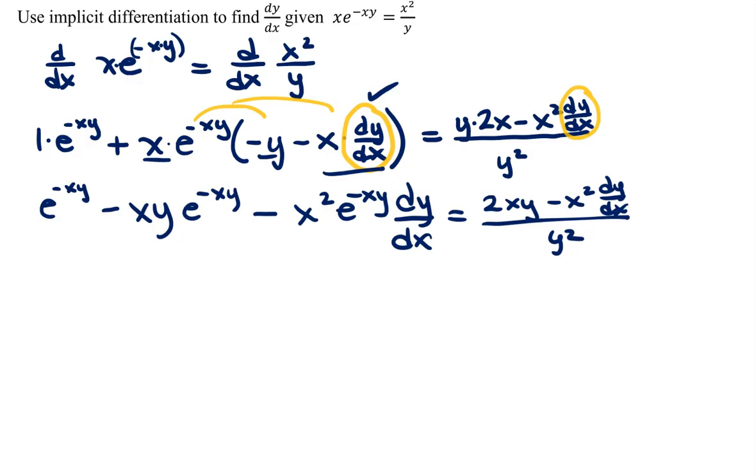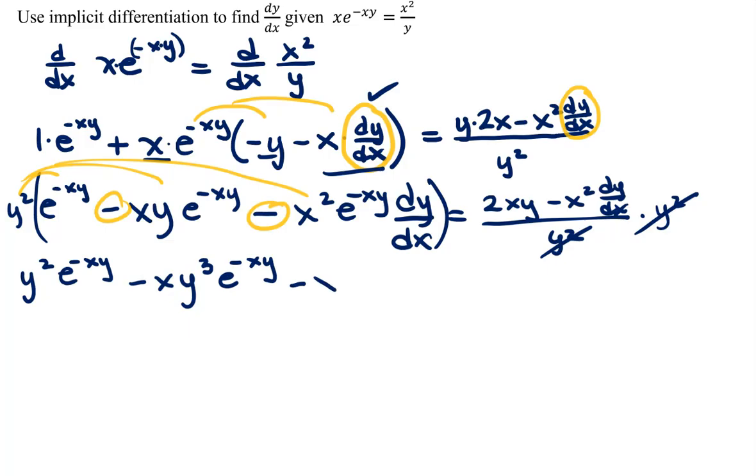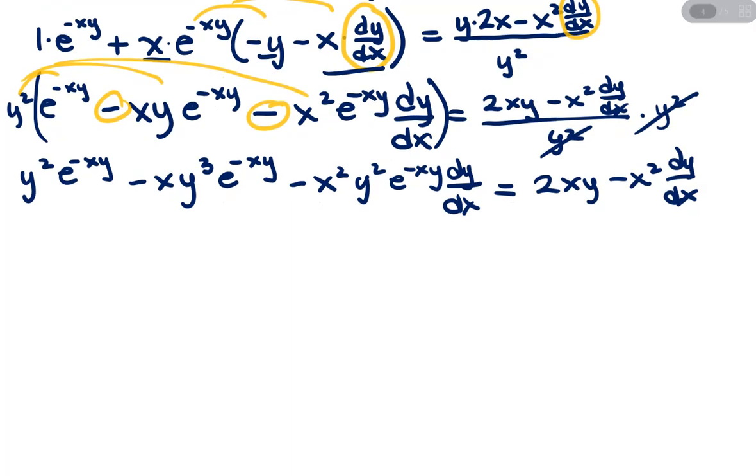Okay, so check, I have freed dy/dx from parentheses. Next, I'm going to free dy/dx from this fraction. So I will multiply both sides by y squared. On the right, the y squareds just cancel. On the left, I need to make sure that I run that through the parentheses. I have 2 subtractions, which splits it into 3 terms that each need to get multiplied. So I get a y squared e to the negative xy minus an xy cubed e to the negative xy minus an x squared y squared e to the negative xy dy/dx. On the right-hand side, I'm just left with the 2xy minus x squared dy/dx. Okay, so I have successfully freed my dy/dx's.